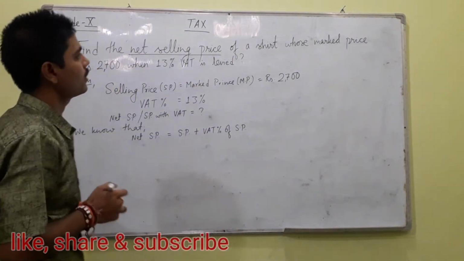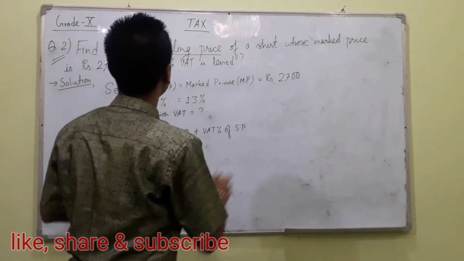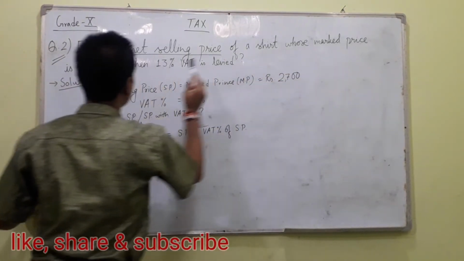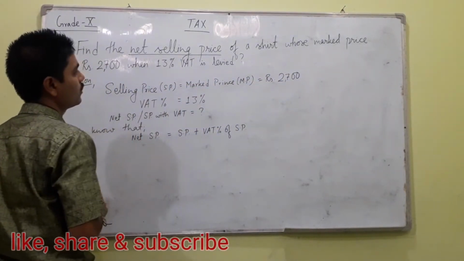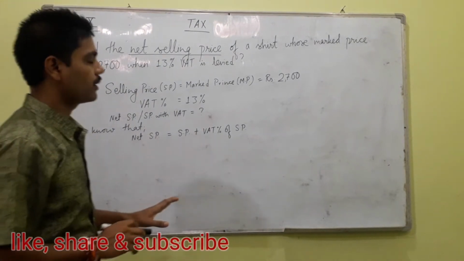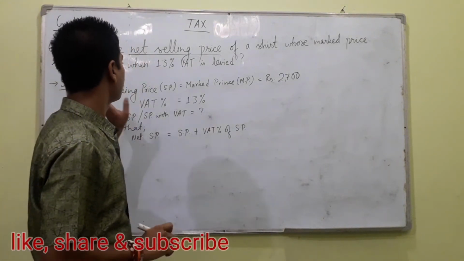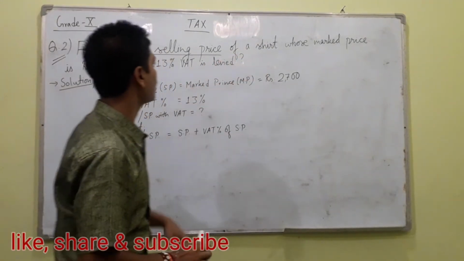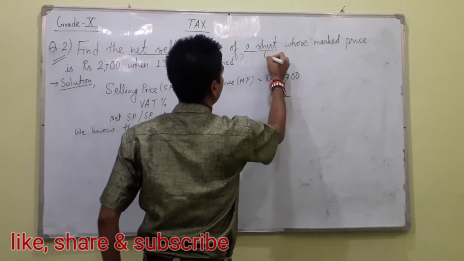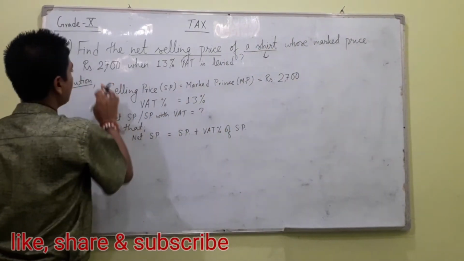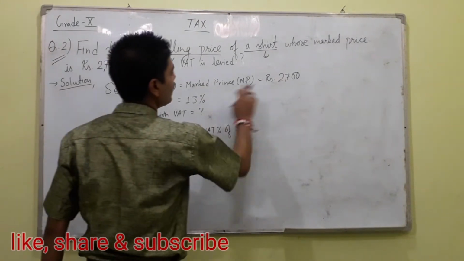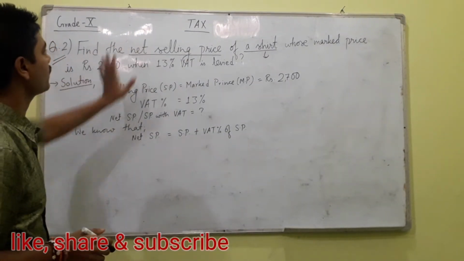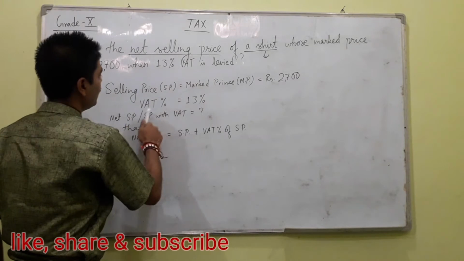But one thing is not given here, that there is no discount denoted in the question. It means directly the mark price is the actual selling price. So the shopkeeper hasn't given any discount to the person who has come to buy the item, a shirt. So there is no discount on a shirt given. That is why directly the mark price can be considered as the selling price, and the selling price becomes now 2,700, because there is no option in the question left, and 13% VAT is levied on it.